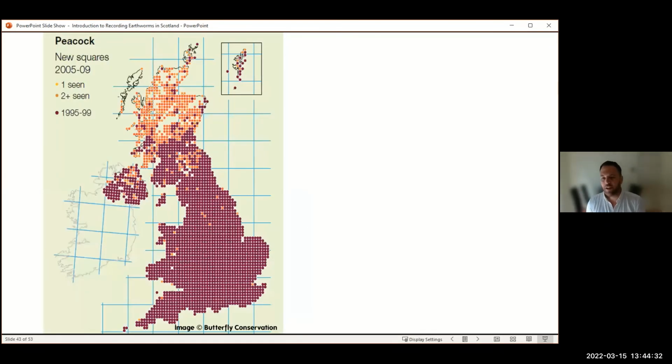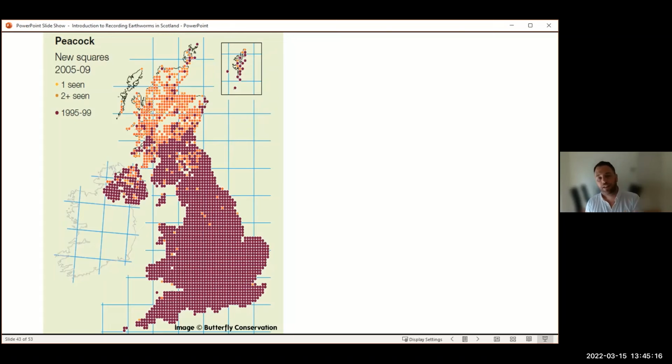Right, final bit, and then I'll hand over to questions. We've gone out and we've looked for earthworms and we've identified them. So what is the situation with recording earthworms in the UK? This is a map of peacock butterfly records from 2009. On here, we've got two data sets between 1995 and 99 and between 2005 and 2009. And we can see there's loads of dots on this map, and we've got so much information here. We can even look at things like range expansion. So the data is telling us stuff about the population ecology of this species.